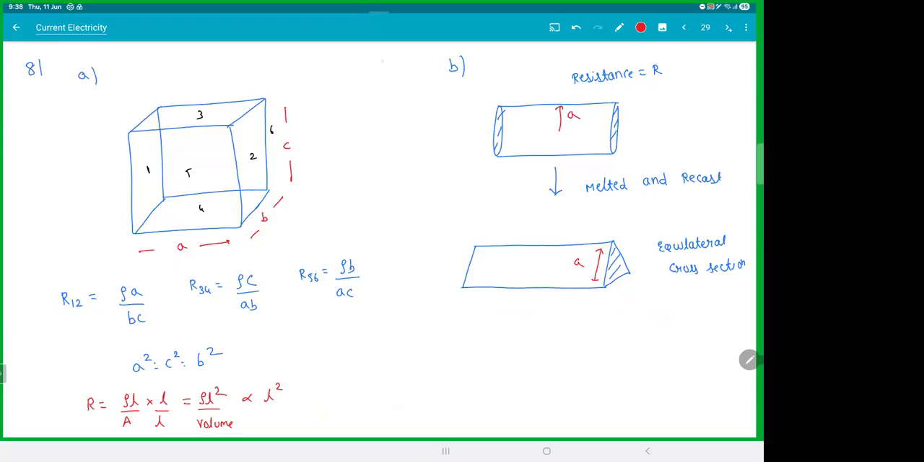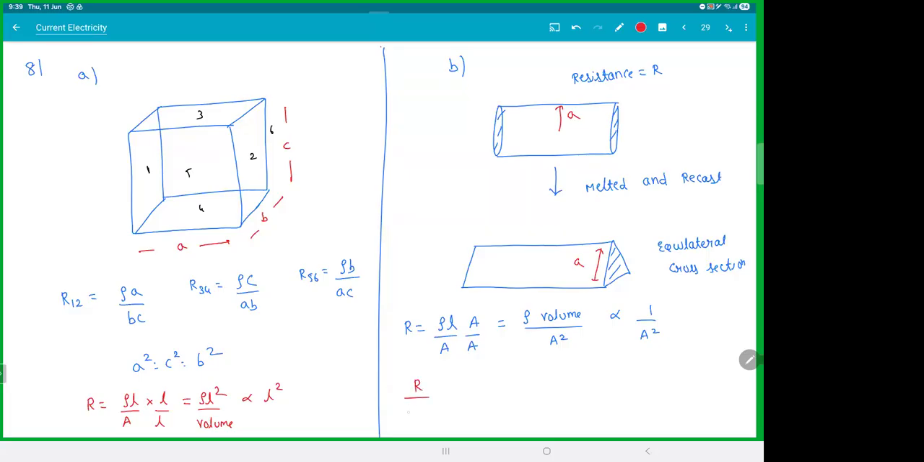Same story here also. When you melt this, what remains the same? The volume remains the same. So R is equal to rho length by area. Now here I know the area, I don't know the length. So multiply and divide by area. This will be rho into volume by area square. So resistance is proportional to 1 by area square. So if lengths are given, use length. If areas are given, use area.